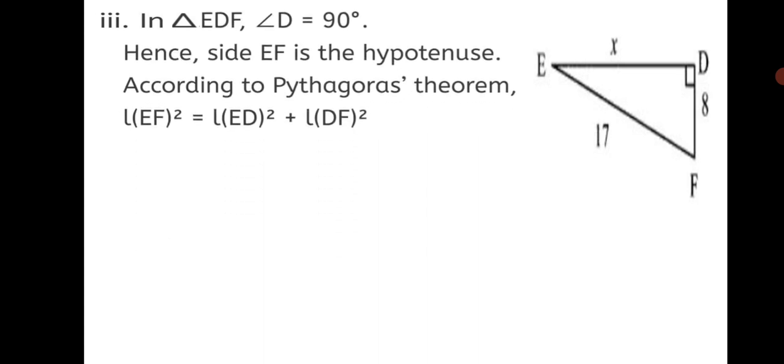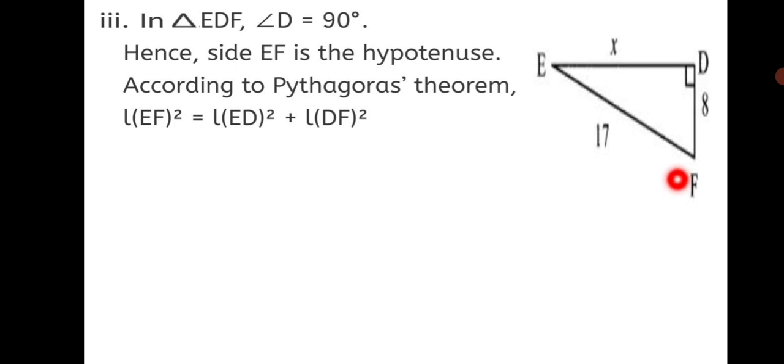Third sub question. In triangle EDF, angle D is equal to 90 degree. We can see angle D is marked a right angle, so it is 90 degree. Hence, side EF is the hypotenuse. Now, according to Pythagoras theorem, this statement is very important. We write length EF square, that is hypotenuse square, is equal to length ED square plus length DF square. You can take any one side first here to add, because it is addition, it doesn't matter. So you can take length DF square plus length ED square, or length ED square plus length DF square.